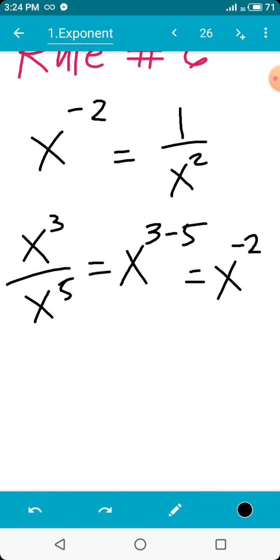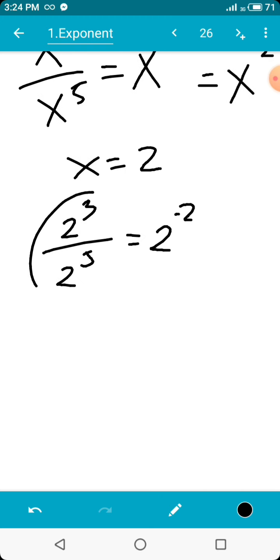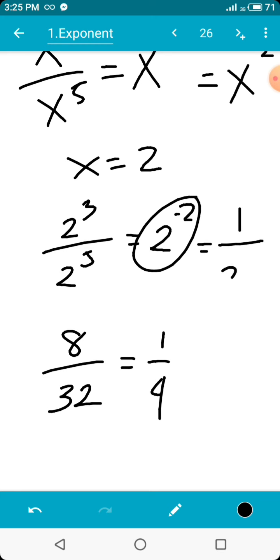Now, let's have example para makita natin kung bakit siya nagiging fraction. Okay? So, let's say, ang value ng x natin ay 2 ulit. Alright? So, it will become 2 cubed over 2 raised to 5. And this is 2 raised to negative 2. Okay? So, kung sasagutin natin to, so 2 cubed, so that will become 8. And then, 2 raised to 5, that is 32. And to lowest term this, it will become, what? 1/4. Tama ba?